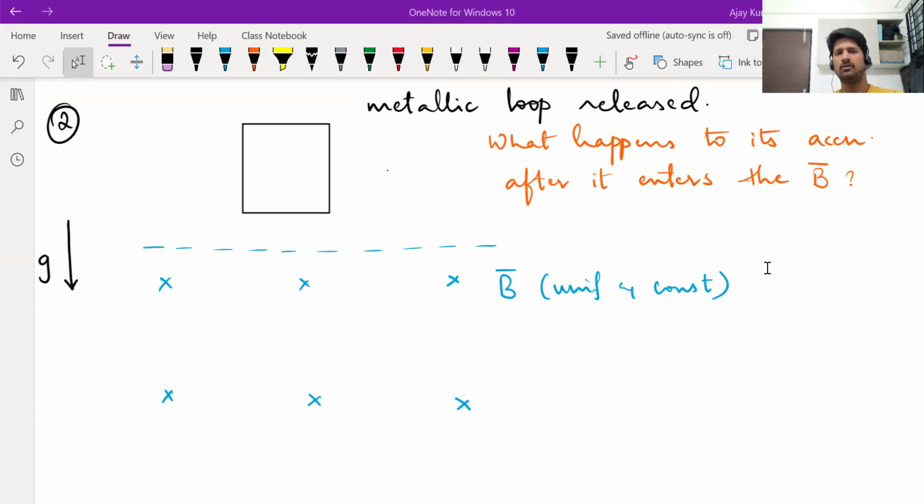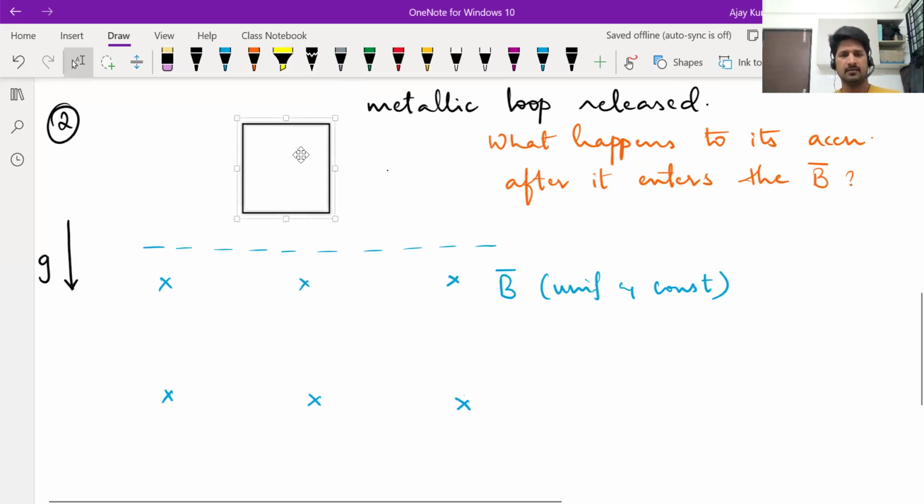Okay, can any of you comment on what happens? Sir, I think the G decreases. Okay, you should not say g decreases, you should say acceleration decreases. Why?